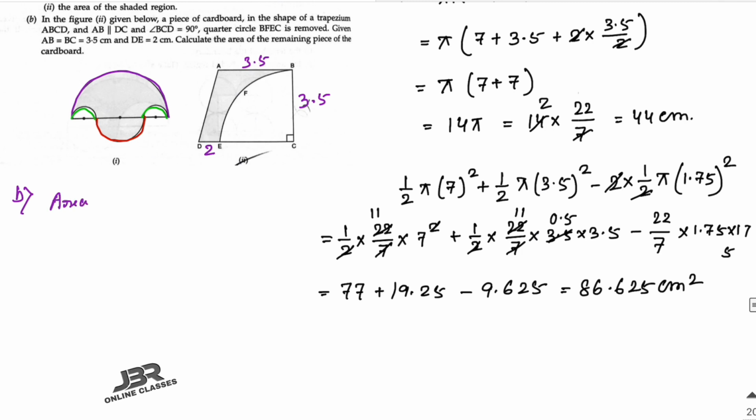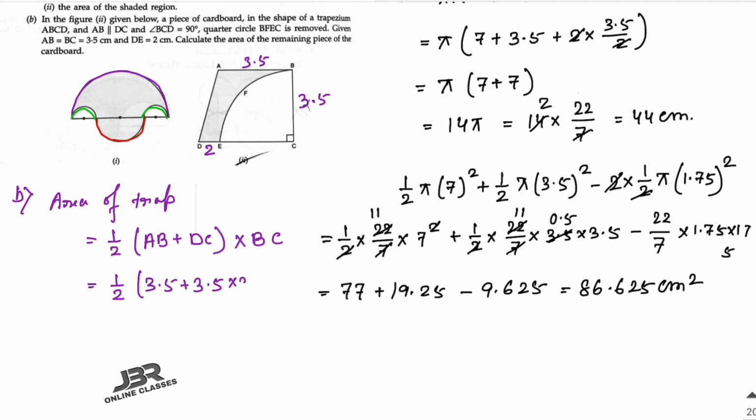Okay, so that means here first you have to find out the area of the trapezium, that one equal to half into AB plus DC into BC. So that means half into 3.5 plus 3.5, and then plus 2, and then into BC. BC means here again 3.5. So that means half, then here it's 9 into 3.5. So here your answer 15.75 centimeter square. So that is the area of the trapezium.